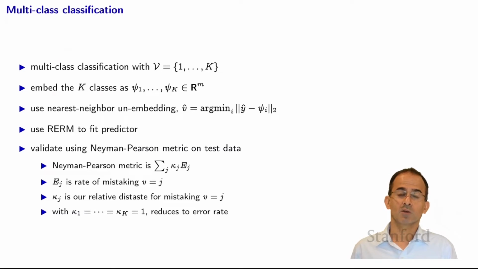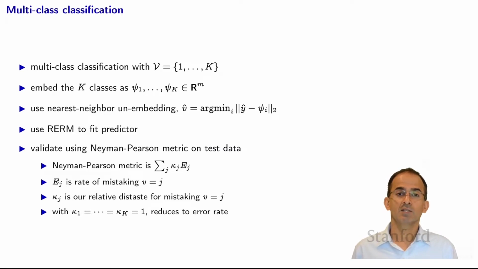And once we've got a predictor that produces a y from an x, we have to get back to a v, and the way we do that is we look at the y hat produced by the predictor, and we look over all of the different psi's, psi 1 through psi k, to find the one that's closest to the y hat. And that's going to tell us which of the classes to unembed and give us the resulting v hat. And of course the predictor that produces y hat from x is constructed via regularized empirical risk minimization.